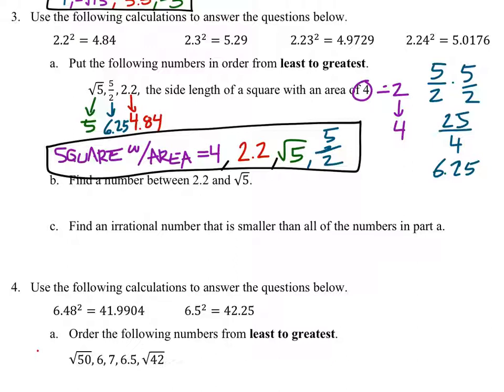Part B, number 3: find a number between 2.2 and the square root of 5. So let's look real quick, right? When we squared those, 2.2 squared was 4.84, and the square root of 5 squared was 5. So what's the number between 4.84 and 5? 4.98. All right, let's use 4.98. Now that's the squared value, so we actually need to square root that, and that would give us a value between 2.2 and the square root of 5.